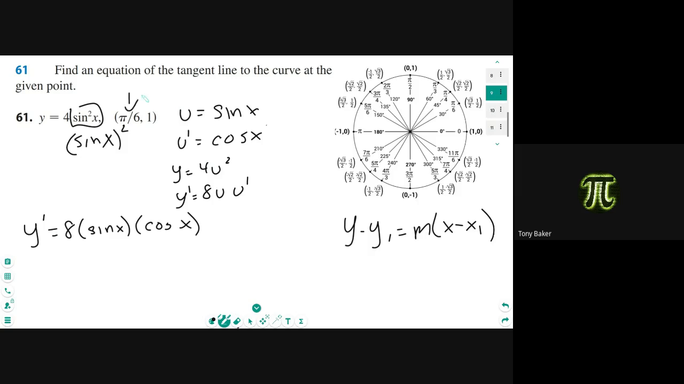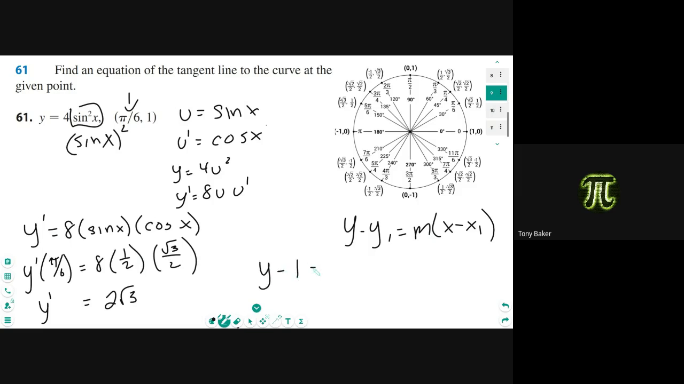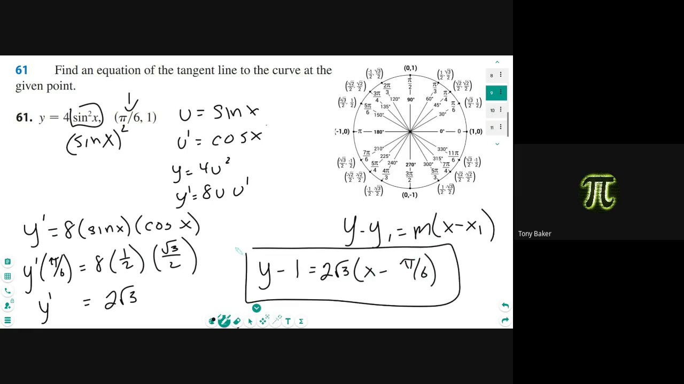Now I have to plug in pi over 6. So y prime of pi over 6 is 8. Pi over 6 for sine is 1/2. And for cosine is square root of 3 over 2. So it's going to be 2 square root of 3. And that's my y prime. That's what goes in here. So then I have y minus 1 equals 2 square root of 3 times x minus pi over 6. And that's your y.